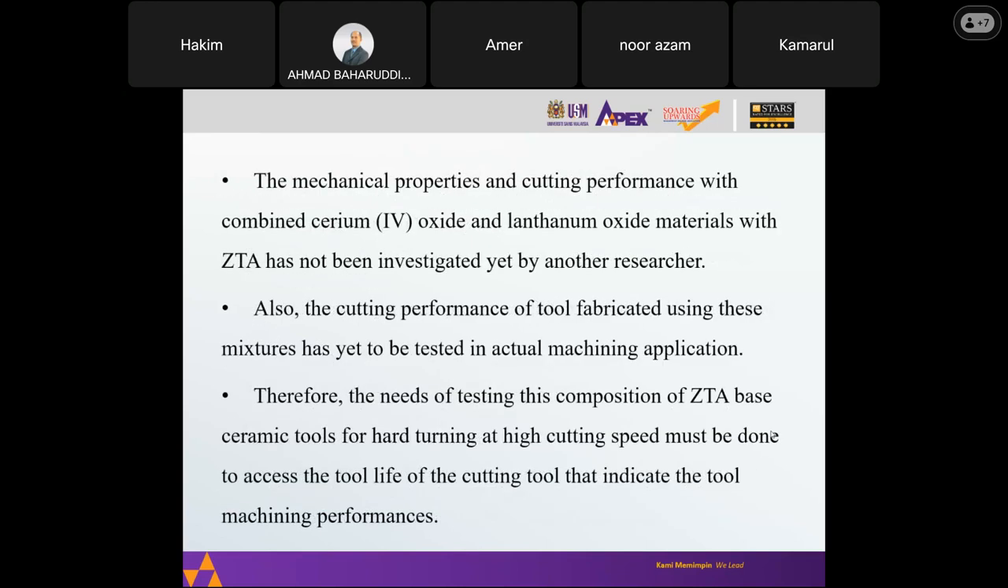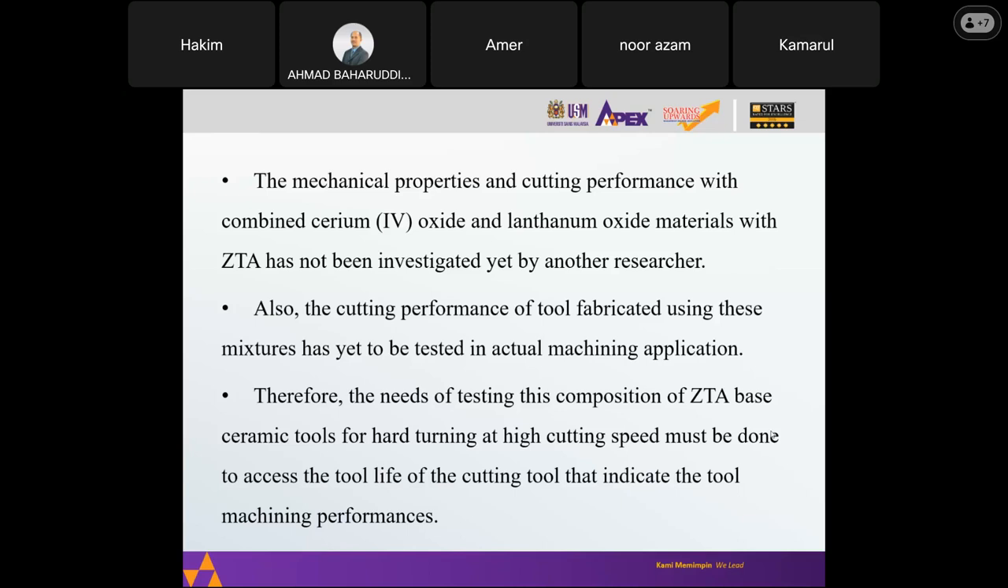However, the mechanical properties and cutting performance of this combined cerium oxide and lanthanum oxide material with ZTA have not been investigated yet by other researchers. As we know, the cutting tool must possess good material properties such as hardness and fracture toughness. But these materials only optimize one of the mechanical characteristics. Cerium oxide acts on fracture toughness, but lanthanum oxide acts on hardness. So they are not combined. They are not combined these two materials into the ZTA matrix.